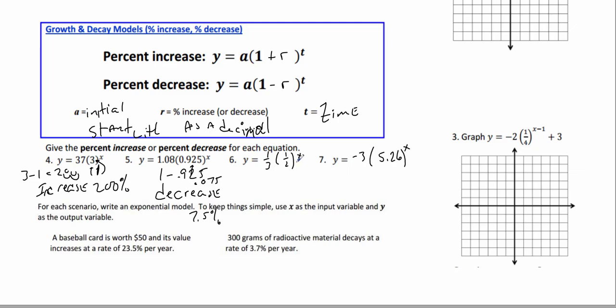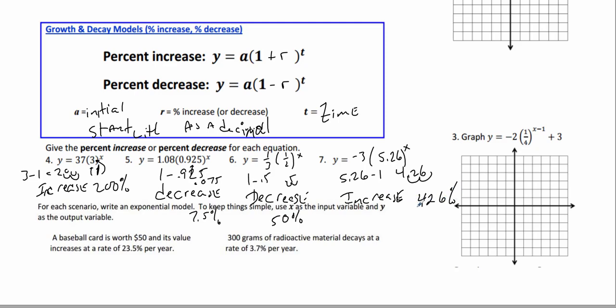Pause the video and then hit play. Find percent of decrease, increase, and percentage. For number 6, remember this is going to be a decrease because it's less than 1 again. So it's 1 minus 0.5, which is 0.5, a 50% decrease. Number 7, this is an increase because it's greater than 1. So it's 5.26 minus 1, which gives me 4.26, but again, twice to the right. So 426% increase. Okay, that's that.